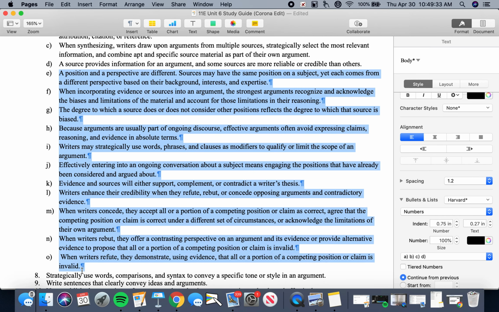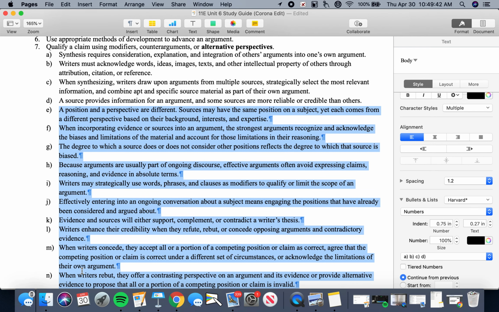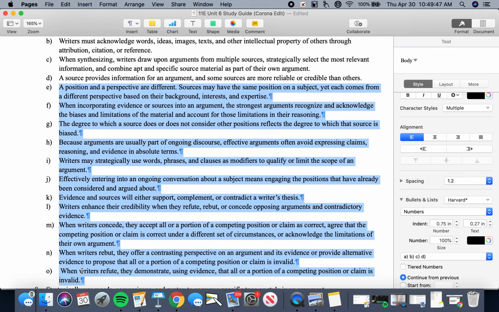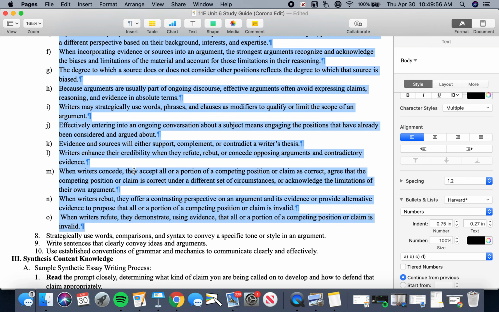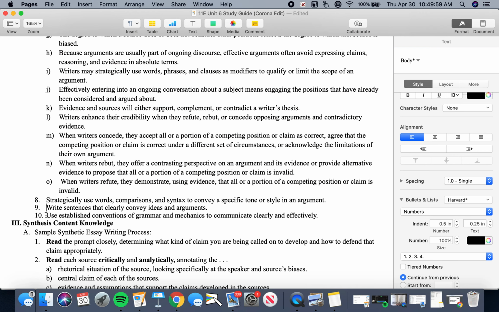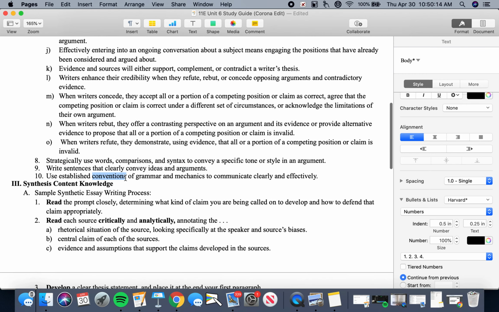All of this information we have either explicitly lectured through in content lectures, most of it using just different terms or phrases, or we have implicitly practiced it as we were moving through the sources and working through our OTNs. So all of this should be stuff that you are familiar with and capable of doing. Aside from that, 8, 9, and 10 are simply about your use of language. Strategically use words, comparisons, and syntax to convey a specific tone or style in an argument. Write sentences that clearly convey ideas and arguments, and use the conventions of grammar.